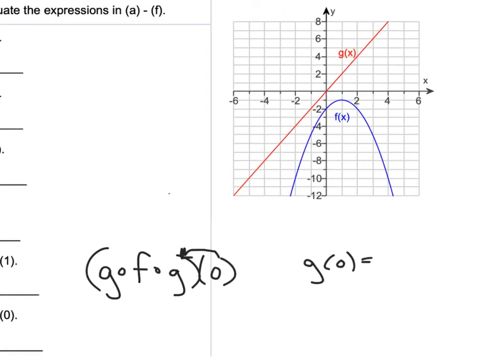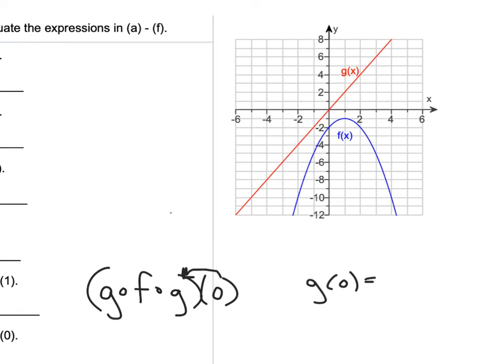So zoom in. When X is 0, what is G? Well, it looks like it touches right there. So that's 0. Okay, so now 0 becomes my new X, and I'm going to plug it into F this time.